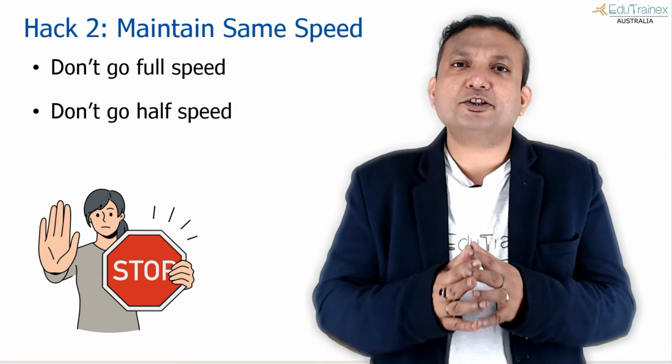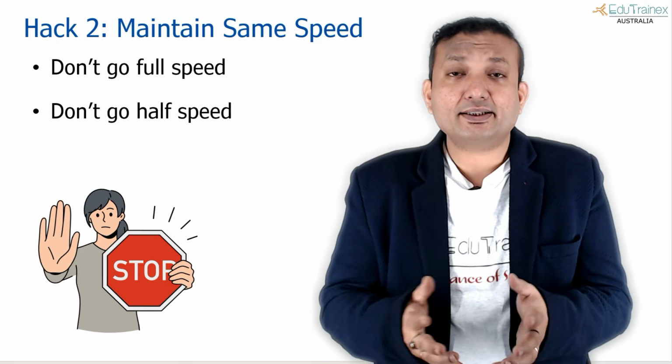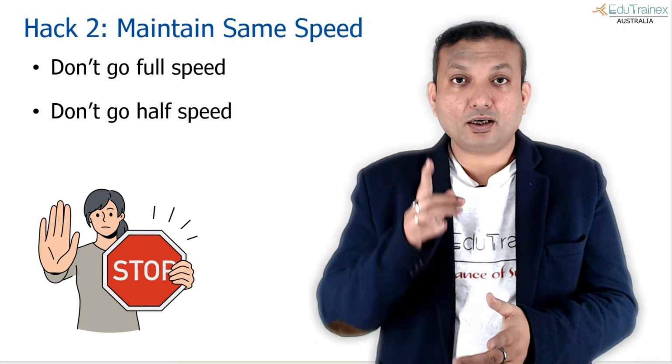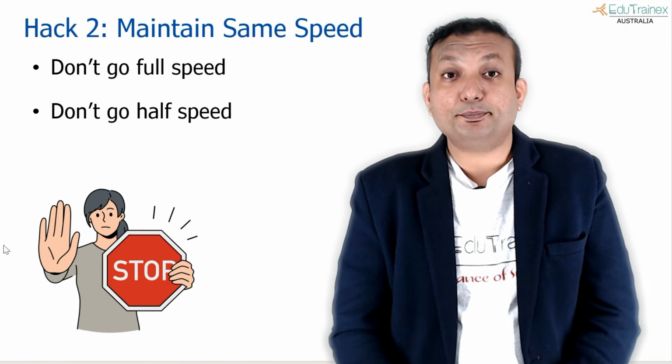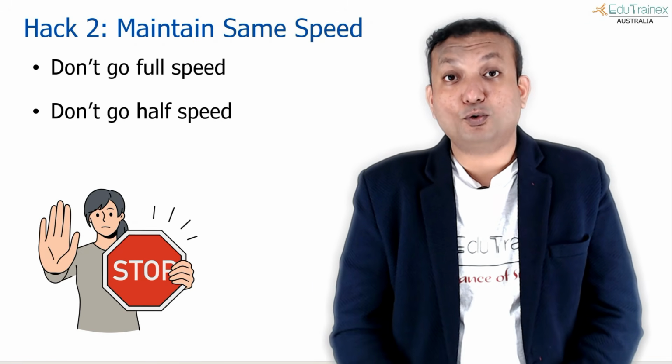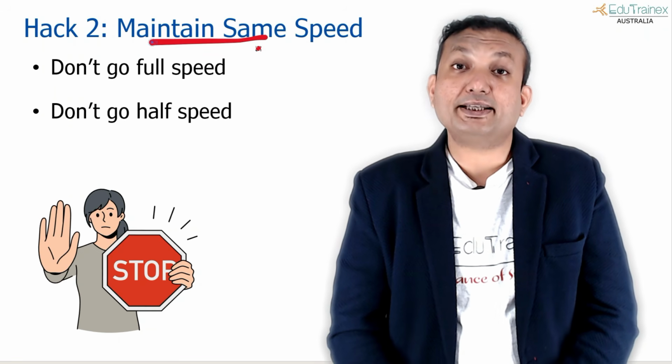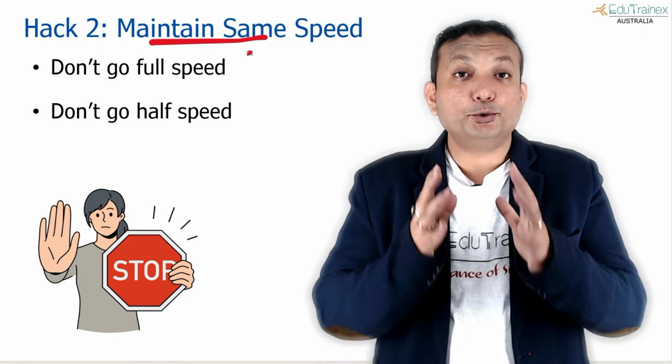If the sentence is being spoken at a moderate speed, you speak at the same speed. Why are you trying to hurry up, or why are you trying to slow down? So that's the mistake many people do. They still try to maintain their own speed, which is what happens when you don't follow the pattern. So maintaining the same speed is the second hack, and using the same techniques.